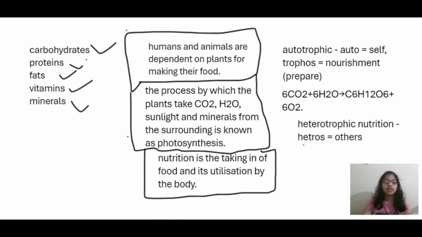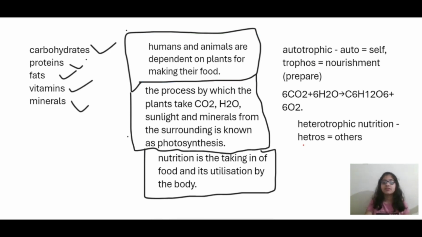First of all, we learned what are nutrients. Nutrients are the components which are present in the food, like the carbohydrates, protein, fats, vitamins and minerals. And humans and animals are dependent on plants for making their food, while plants are independent for making their food. They don't take help of anybody else, but humans and animals take the help of plants.